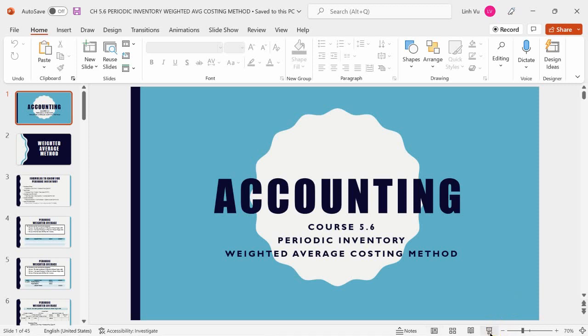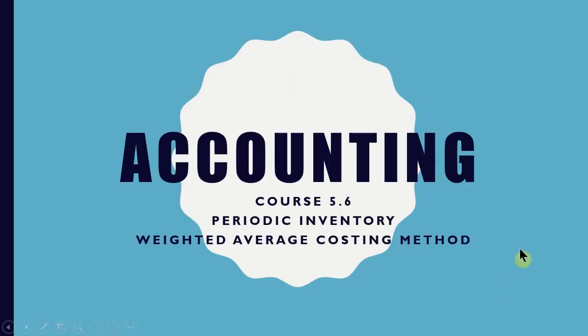Right, welcome back to chapter 5. We're going to be taking a look at the last costing method, which is called weighted average.